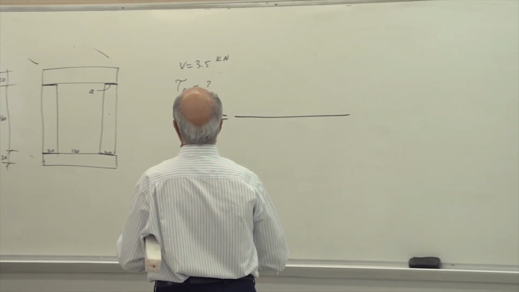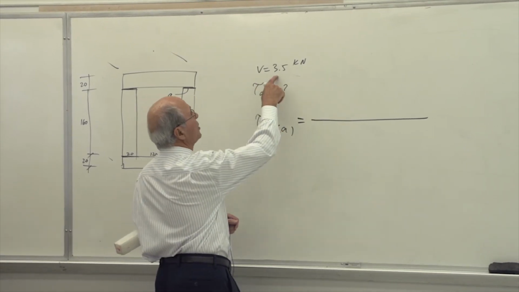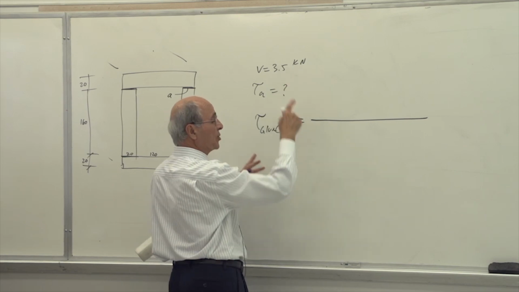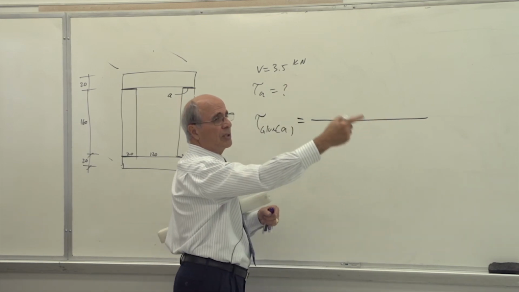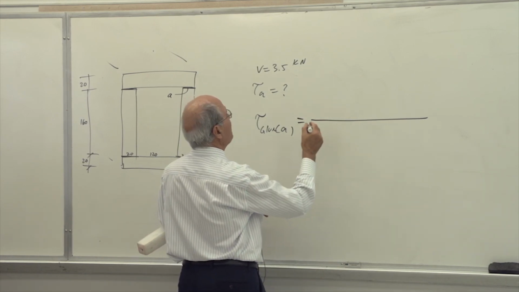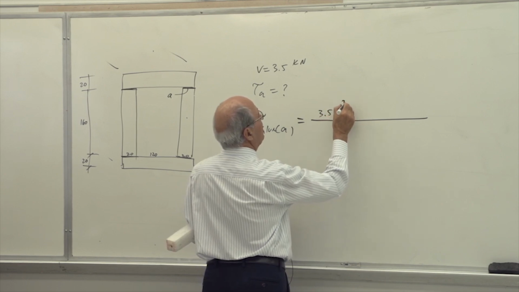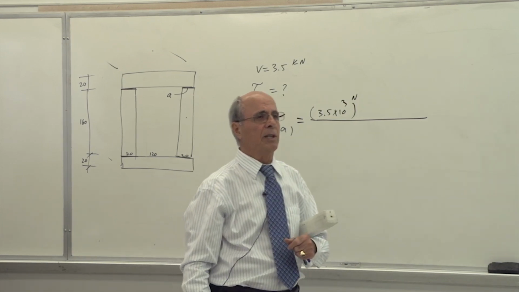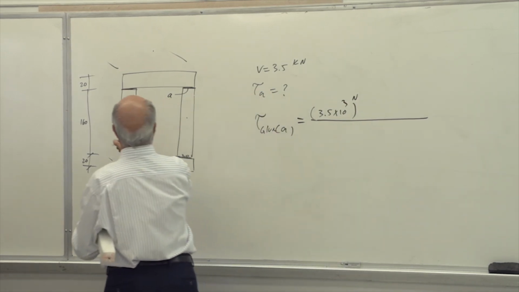Okay, so tau is equal to VQ over IT, yes or no? What's the value of the shear? This time I'm going to use the metric system. So you have two versions of it: that was inches and pounds, here it is Newton, kilonewton, etc. So do not make any mistake. This is 3.5 times 10 to the power of 3 Newton. Is that correct or not? That's your shear force. Then I leave the Q for the end. Then I need the I of this one.